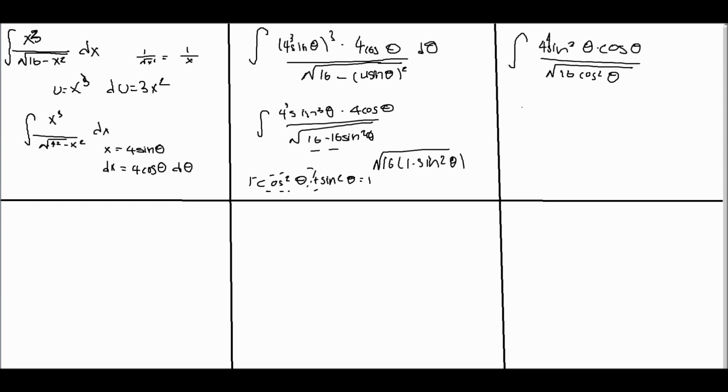So our new integral reads 4 cubed sine cubed theta, and over, we'll show the cross out just for clarity, 4 cosine theta, this will go back to 4 then. We remove the cosine theta from the problem, and it's 3. Now it's the integral of 4 cubed sine cubed theta d theta.